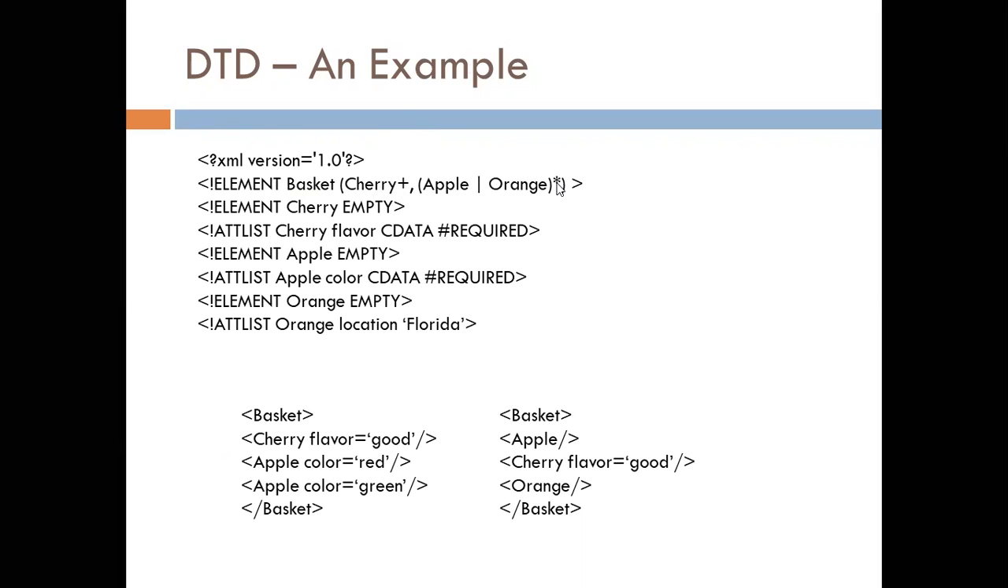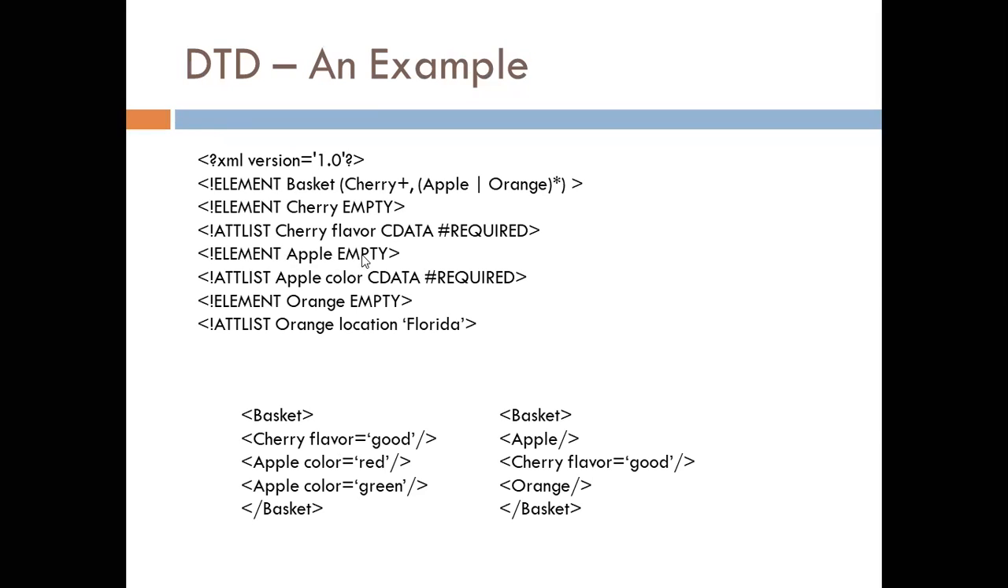A star indicates it is optional, 0 or any number of times. That particular tag can be present. Within that, we need to define what it is. ELEMENT cherry EMPTY. Empty means it doesn't contain data. ATTLIST cherry flavor, it may contain an attribute, that is, the attribute is flavor. CDATA means character data. #REQUIRED means compulsory. So whenever a cherry tag is specified, it must compulsorily contain an attribute called flavor.